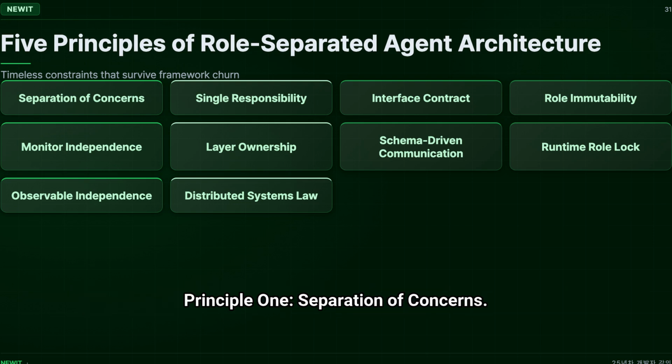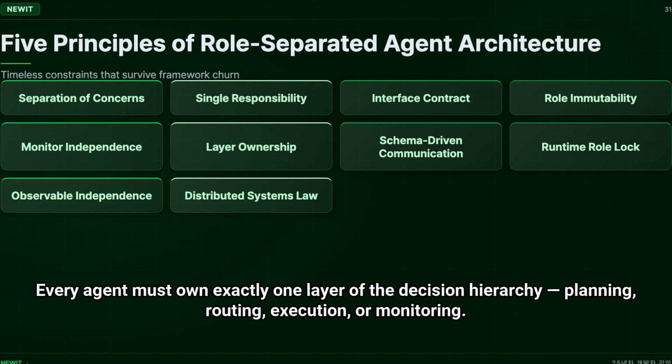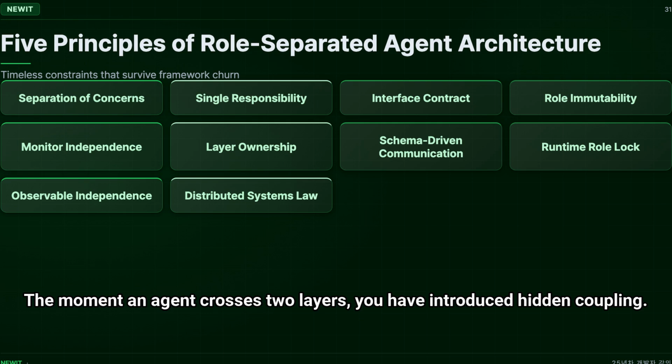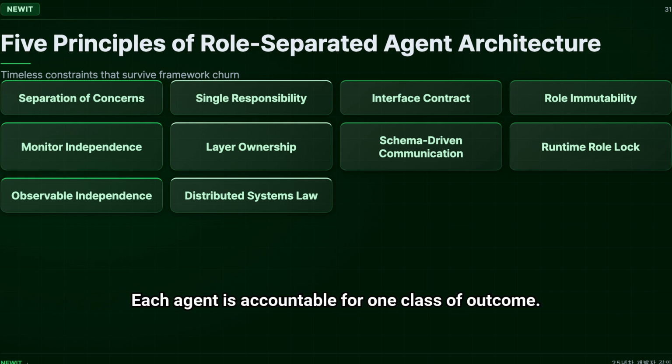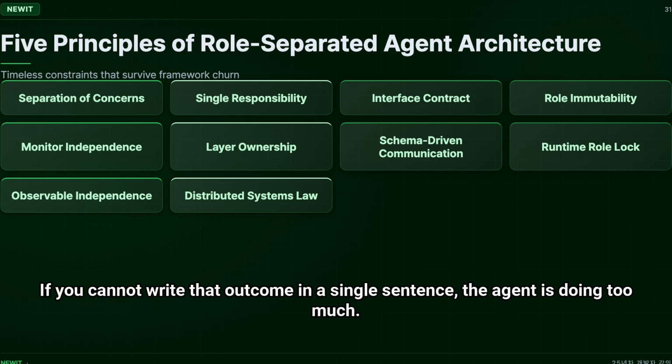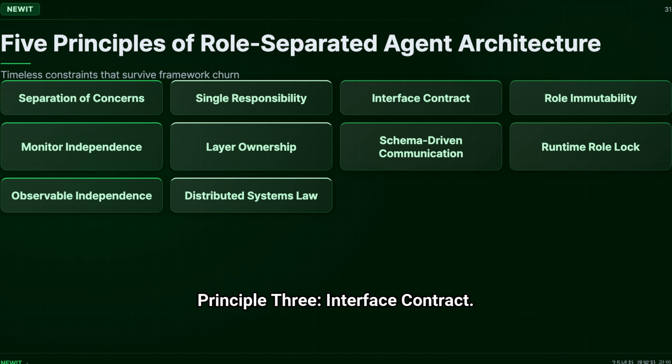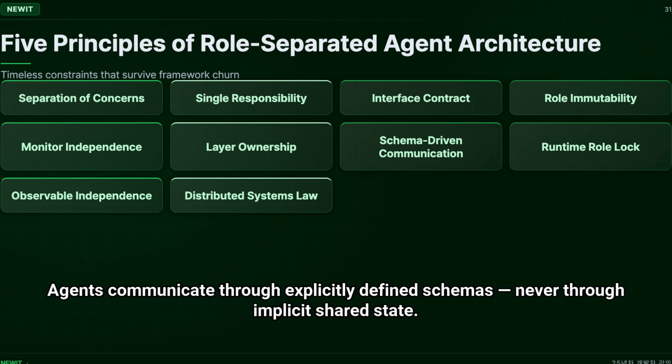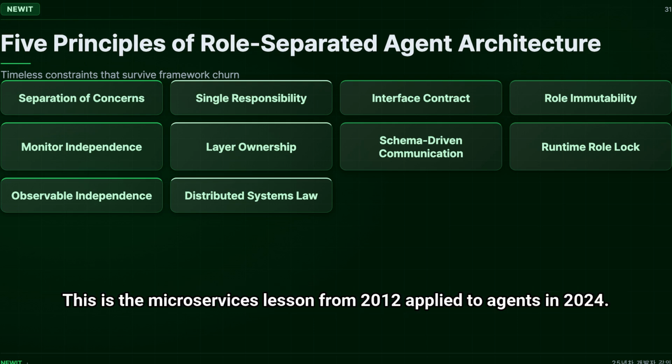Separation of concerns. Every agent must own exactly one layer of the decision hierarchy: planning, routing, execution, or monitoring. The moment an agent crosses 2 layers, you have introduced hidden coupling. Principle 2. Single responsibility. Each agent is accountable for one class of outcome. If you cannot write that outcome in a single sentence, the agent is doing too much. Principle 3. Interface contract. Agents communicate through explicitly defined schemas, never through implicit shared state. This is the microservices lesson from 2012 applied to agents in 2024.